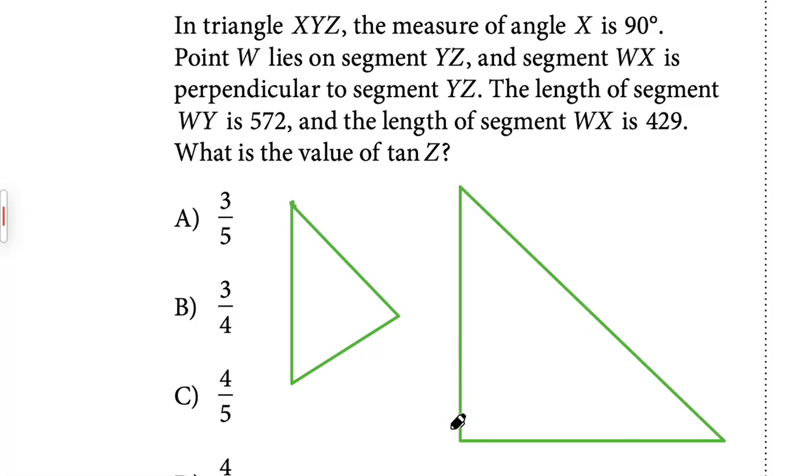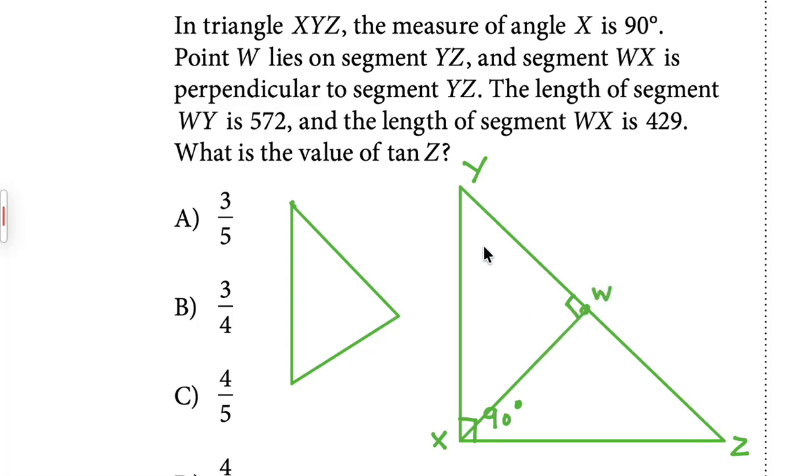So let this bigger triangle be XYZ. This is X, this angle is 90 degrees. And let's say this is Y and this is Z. Point W lies on the line segment YZ and segment WX is perpendicular to YZ. So point W lies on YZ, that means somewhere here. And WX, that means this one, is perpendicular to YZ. This angle is 90 degrees.